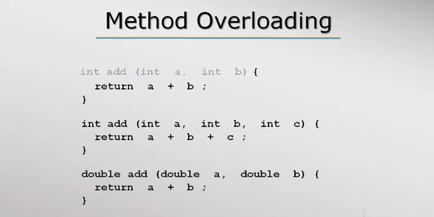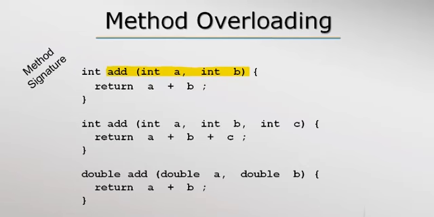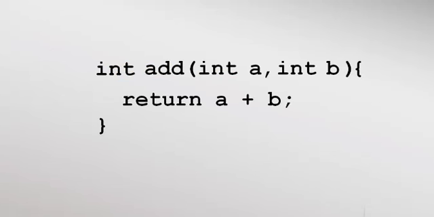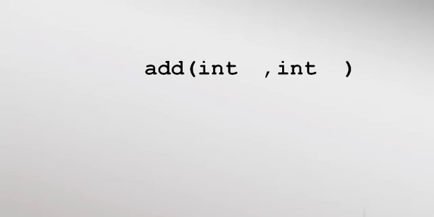Now a method can be identified by its name and the type of parameters that are passed to it. And this is called the signature of a method, or method signature. So in this case, the method signature can be read like this: method named add takes two parameters where the first parameter is of type int and the second parameter is also of type int. The method signature doesn't care about the body of the method or the return type.